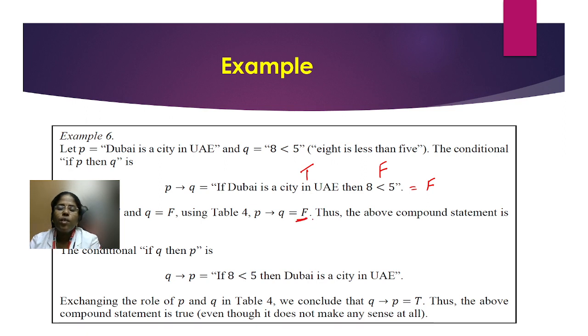Suppose you interchange P and Q, here the truth value will change. See, here it is false, here it is true, but you will have the true statement. Even though it does not make any sense, we should not consider the content of the statement, only the reasoning. Thus the above statement is true here, but before it was false. If you interchange P and Q, it will give a different result.